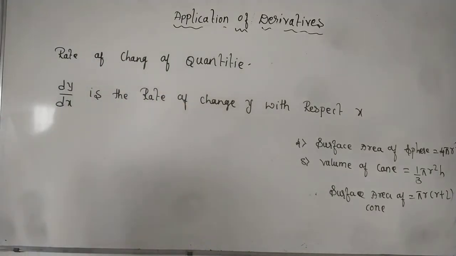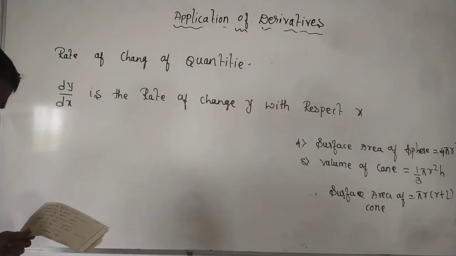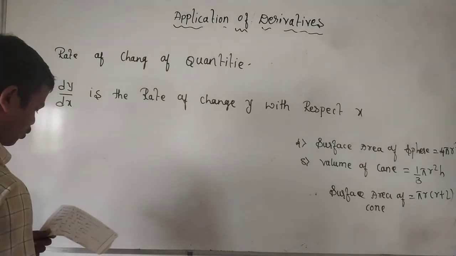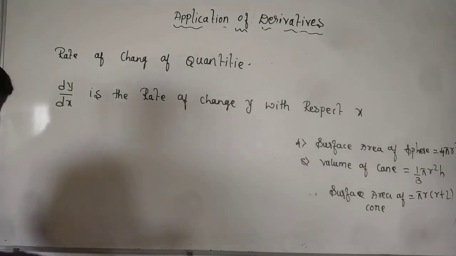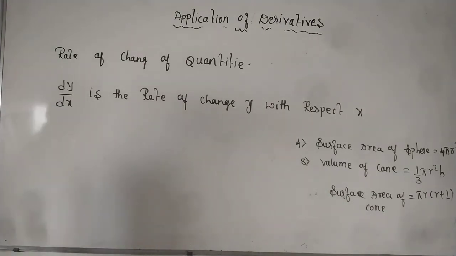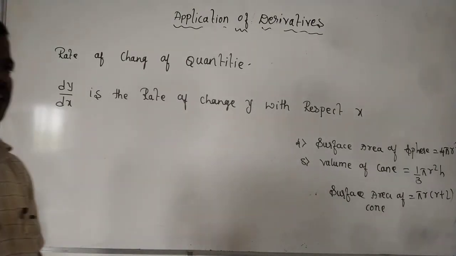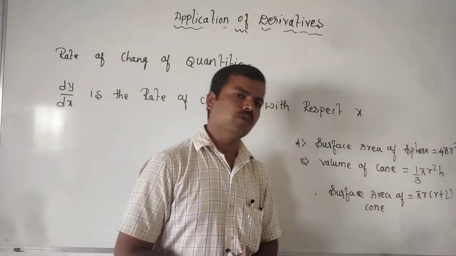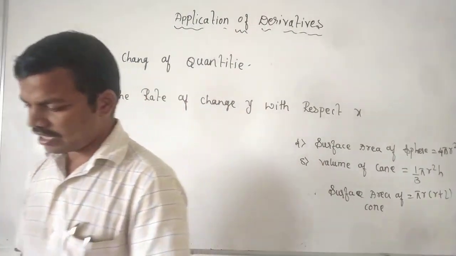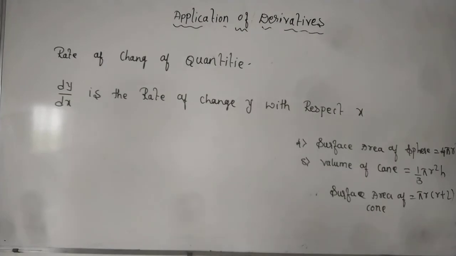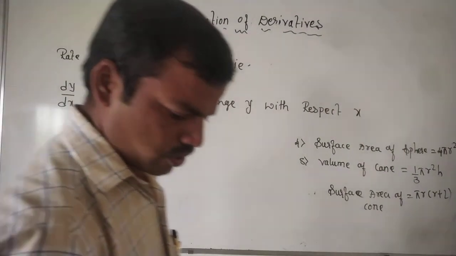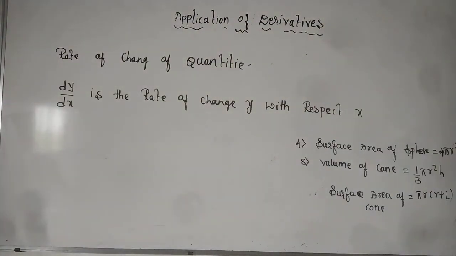So cone is over. After that, the cube. So that we have to know about the cube. The volume of the cube is L cube, side cube we call it as. So 6 times L square is the surface area of the cube. So this completes today's class. Tomorrow we will discuss the problems regarding this.